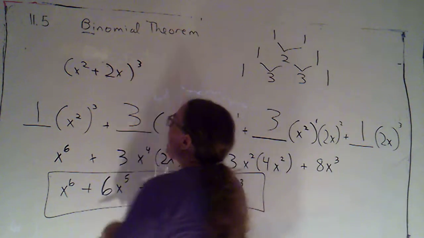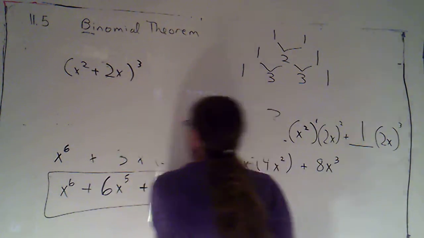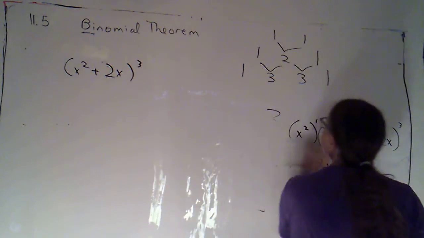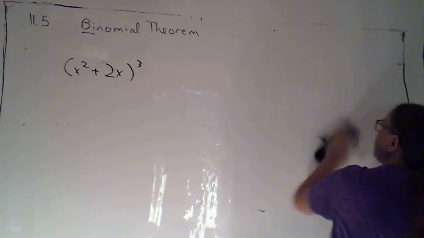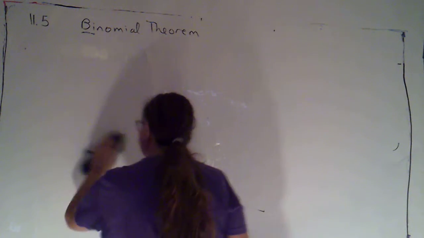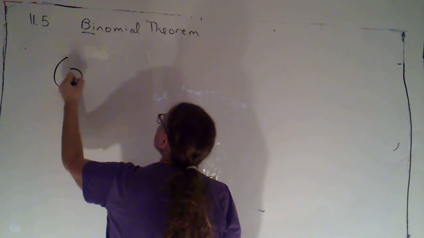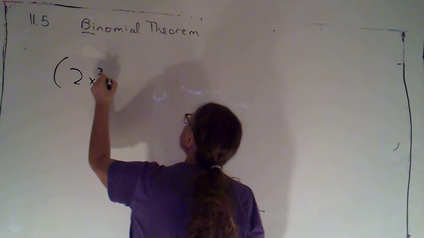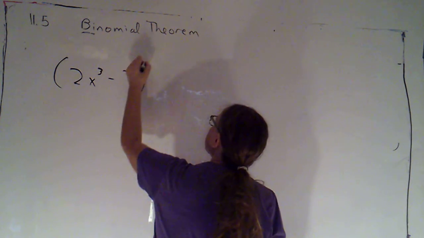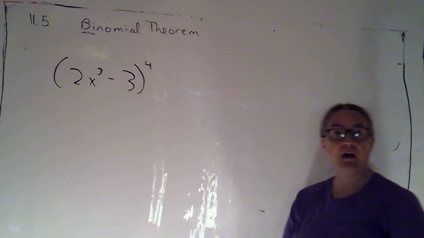All right, I want to take a look at one more here. And I'm going to have you folks try this one as well. Let's suppose I had 2x cubed minus 3 to the 4th power.